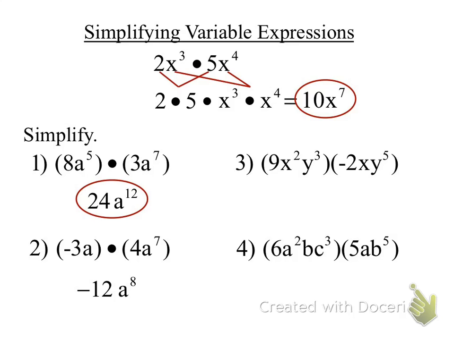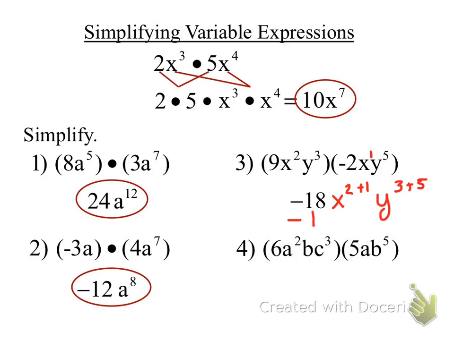Now, number 3. You said 9 times -2 is? -18. Good. And I multiply that with x to the power of 2 plus the power of 1. X to the 2nd power plus the 1st power. And then I get x cubed, and then y to the power of 3 plus the power of 5. Okay, and what does that all simplify to? -18 times x to the 3rd power, and times y to the 8th power. Good. And that is our final simplified answer.